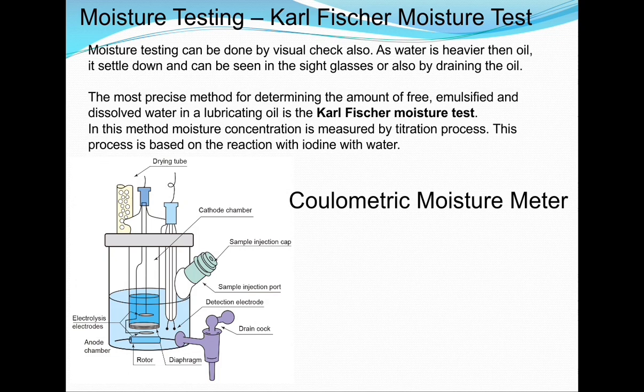So there are two methods basically. Either manually we put some iodine, so in this solution you see the electrolyte here, or there is an iodine generator. It generates the iodine for the consumption as per the moisture present in the oil.